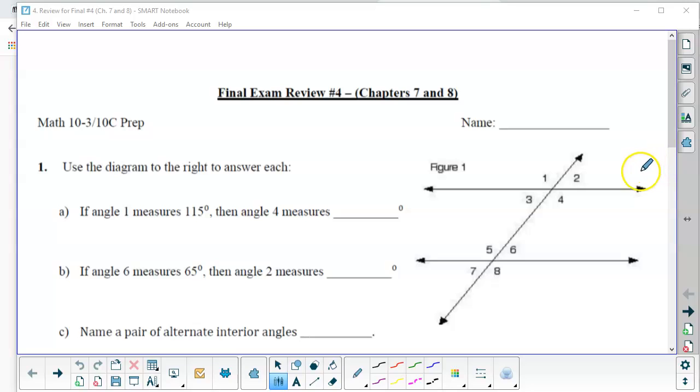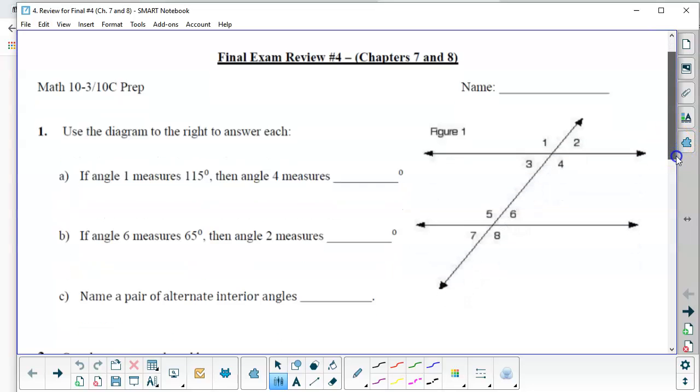All right, we're reviewing chapters 7 and 8 from the workbook. So basically, angle properties, triangle, right triangle properties, trig. These concepts will be on your second exam. Remember, your final exam is split into two parts. So this will be on the second day.